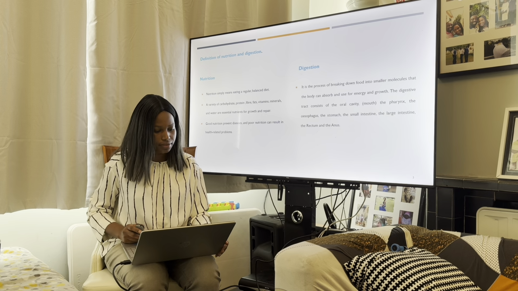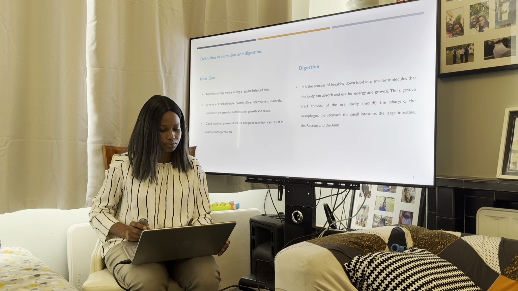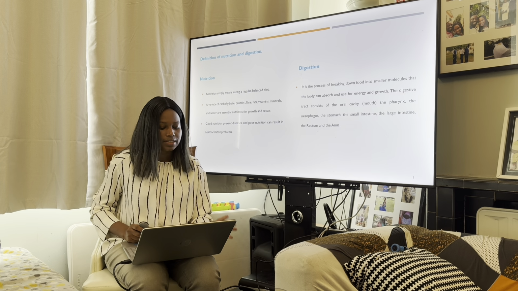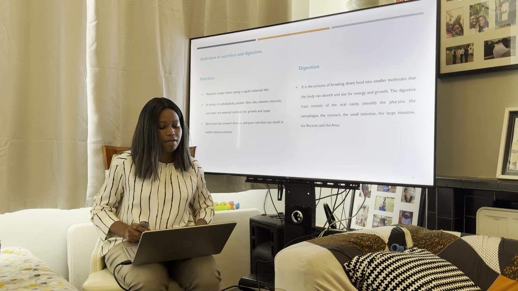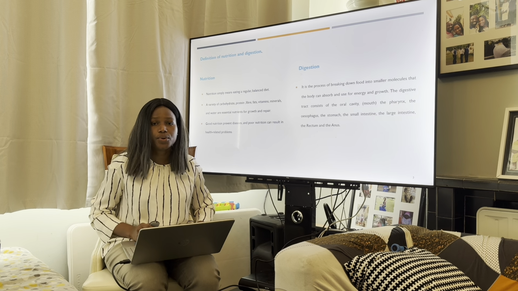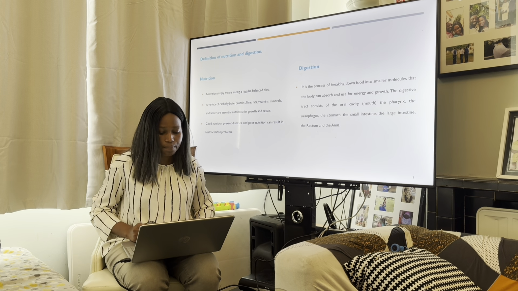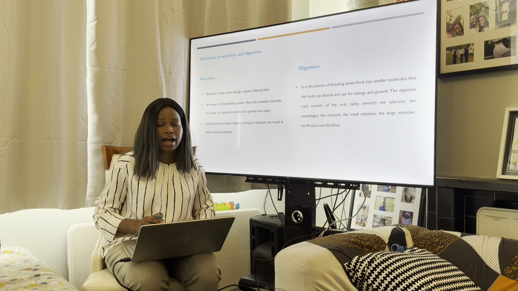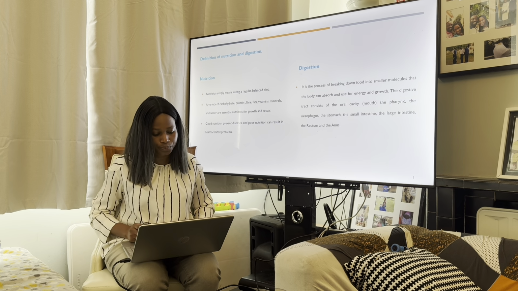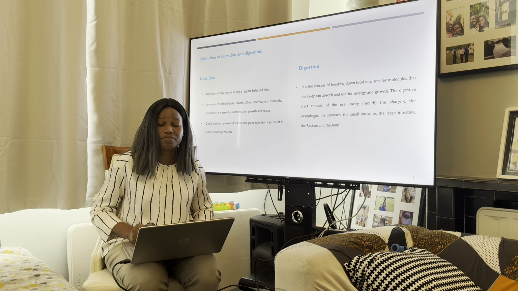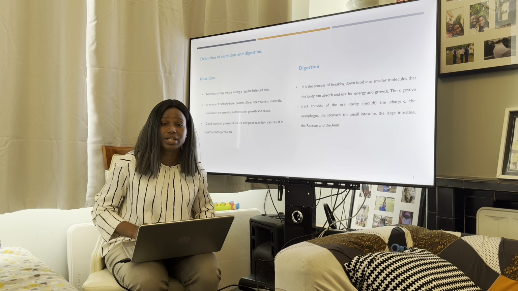So starting with the definition of nutrition and digestion. Nutrition simply means eating a regular balanced diet. A variety of carbohydrates, protein, fiber, fats, vitamins, minerals, and water are essential nutrients for growth and repair. Good nutrition prevents diseases, and poor nutrition can result in health-related problems.